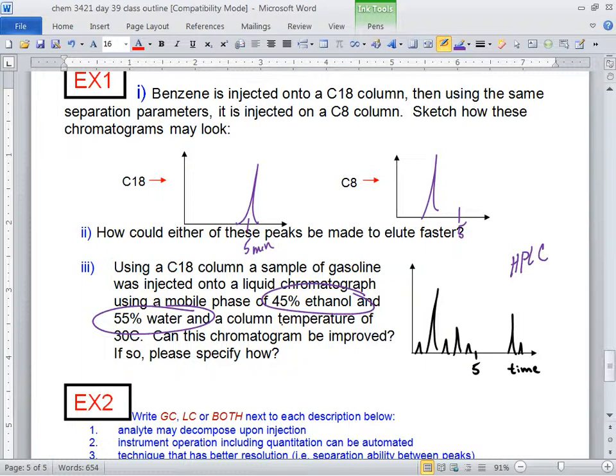Now, there's a couple of things you have to think of to answer the question before you spit one out. One is it's a C18 column. So are you doing normal phase or reverse phase chromatography? It's C18, so you're doing nonpolar, which is reverse. So you're doing reverse. I don't know if that helps you. Or just think of it as you've got a really organic column. So what's going through is ethanol and water.